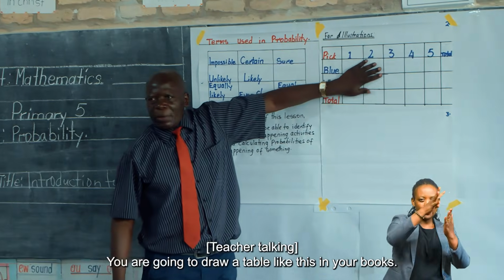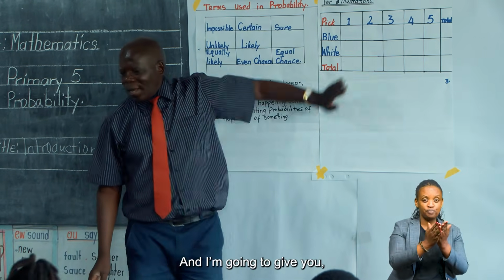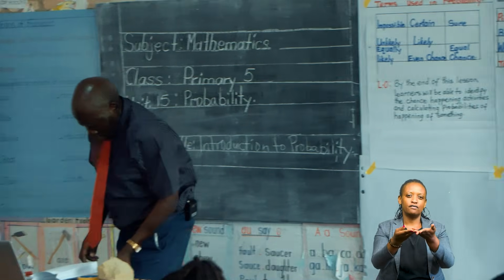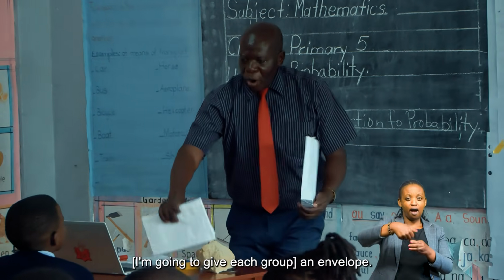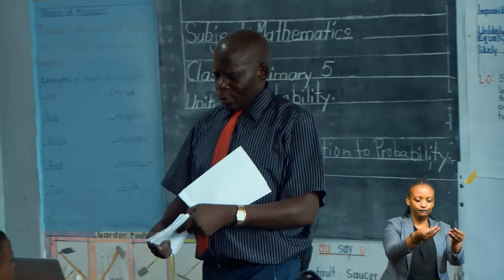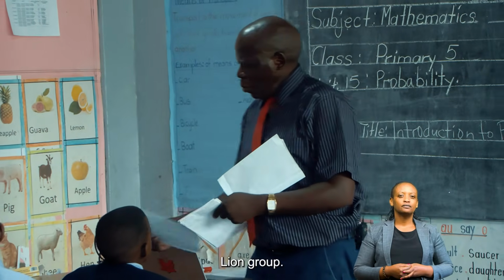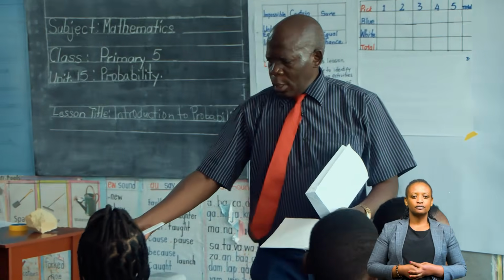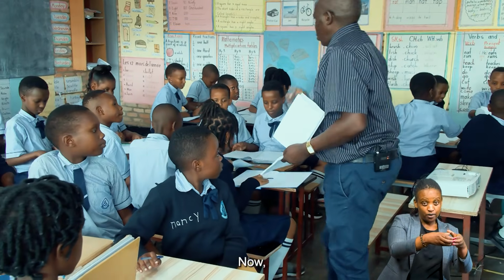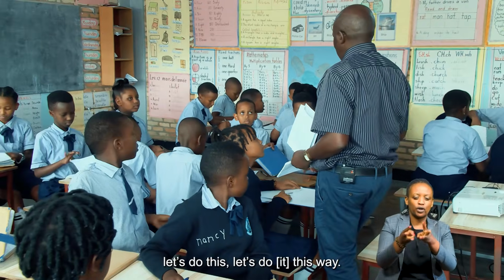You're going to draw a table like this in your books, and I'm going to give each group an envelope. Lion group, giraffe.